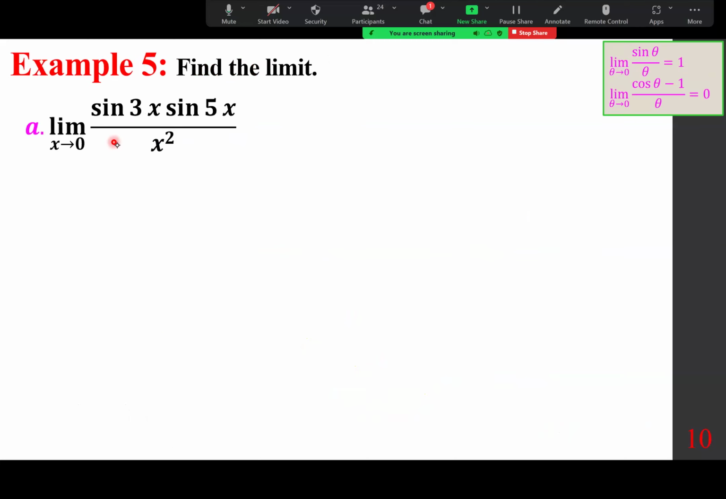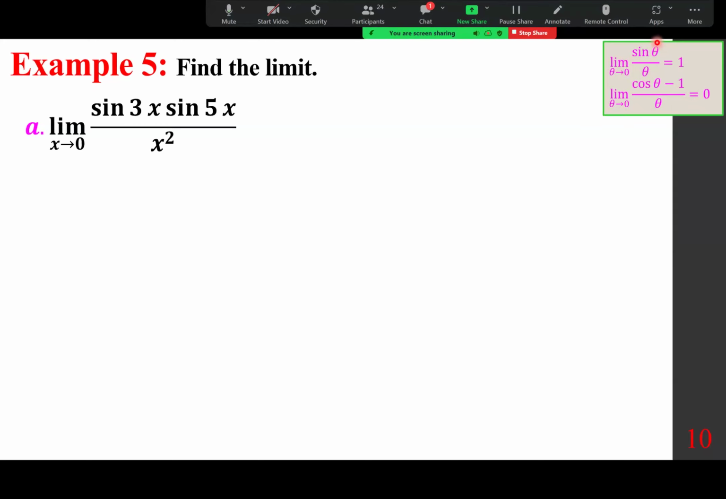All right, we want to find the limit of sine 3x times sine 5x over x squared as x approaches 0. There are a couple of theorems that are being used here. The limit of sine theta over theta as theta approaches 0 is 1. The limit of cosine theta minus 1 over theta as theta approaches 0 is 0. It's important to pay attention to this one, and this one must be identical for it to work.